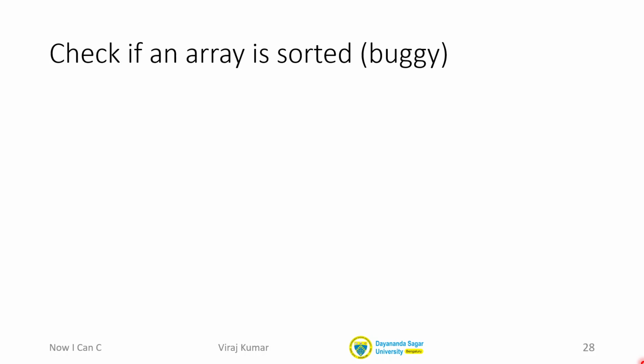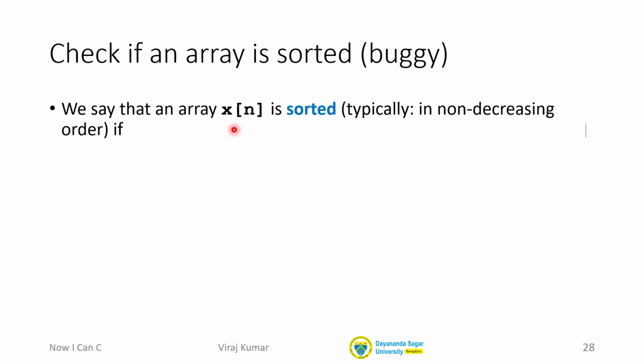Let's take a look at another problem. We're given an array of integers and we want to check if it's sorted. So let's suppose the array is called x and let's suppose it has length n. When we say it's sorted, typically what we mean is it's sorted in non-decreasing order. And here's what that means.